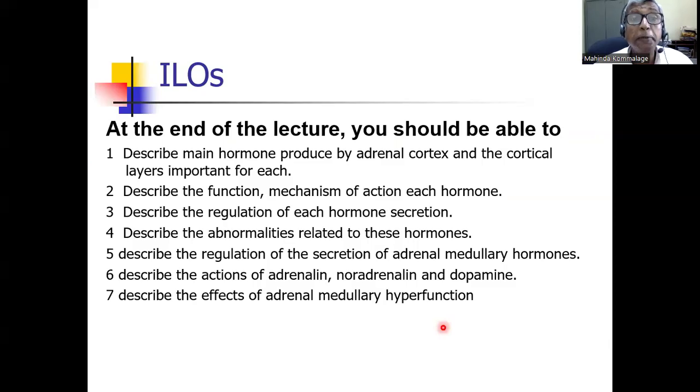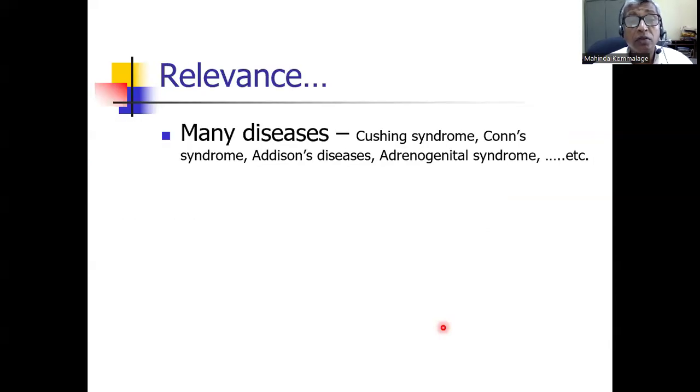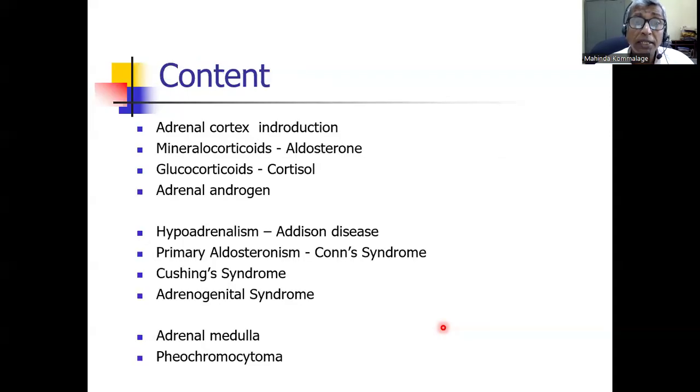You can read leisurely. And relevancy of this content, of course, adrenal gland is related to a few disease conditions: Cushing syndrome, Conn syndrome, Addison disease, and adrenogenital syndrome, and some other disease conditions. And this content is related to action of certain drugs, especially antihypertensive drugs. Many clinical relevancy of adrenal physiology. So you will understand them when you are doing clinicals and handling patients.